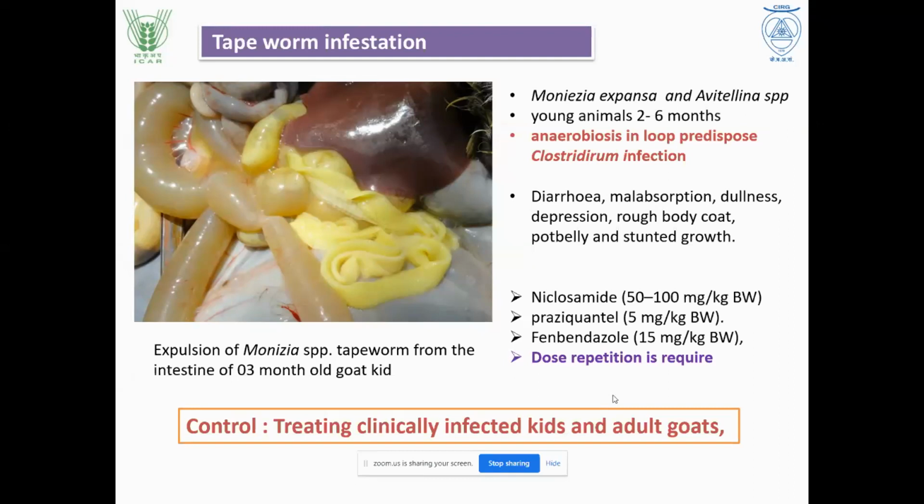As you know, the tapeworm infection comes from the adult animals. So whenever infection rises in the farm in the younger animals, you can also treat the adult animals using these medicines. That way you are decreasing the load of infection in the environment, and you can better control the tapeworm infection in the younger animals.